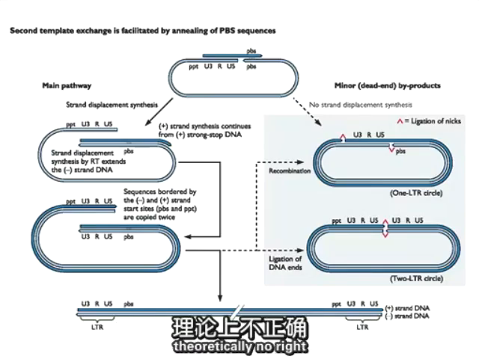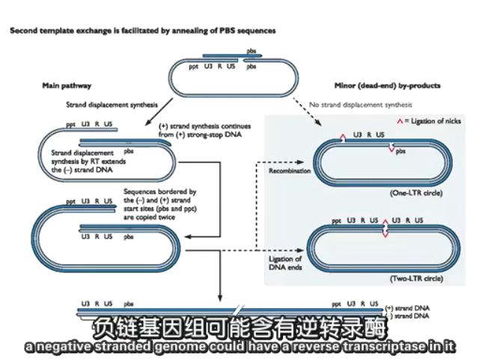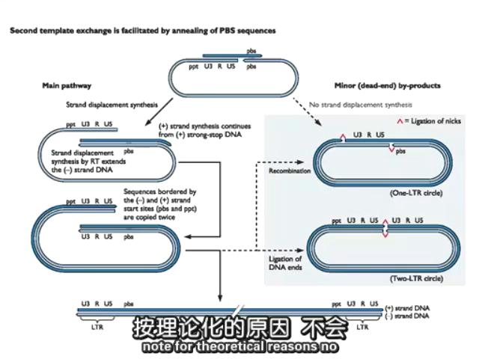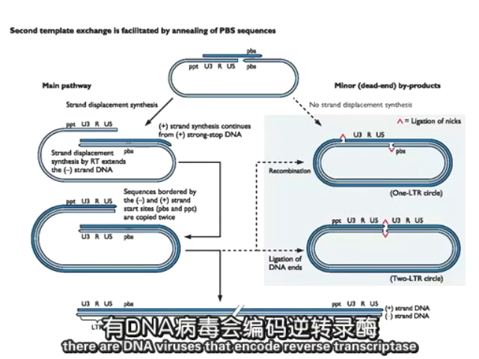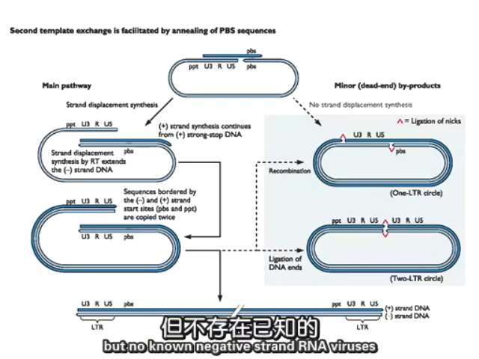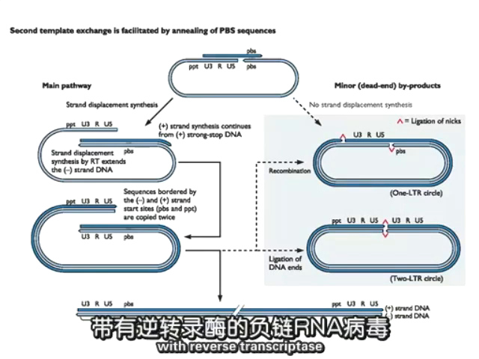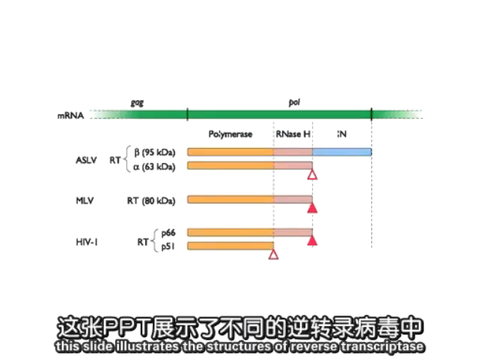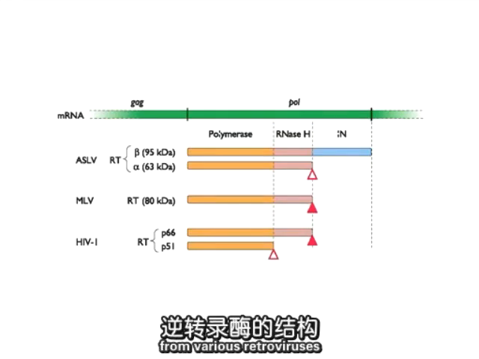Well, theoretically, no, right? A negative stranded genome could have a reverse transcriptase in it and would copy it. No theoretical reason, no. There are DNA viruses that encode reverse transcriptase, but no known negative strand RNA viruses with reverse transcriptase. This slide illustrates the structures of reverse transcriptases from various retroviruses.